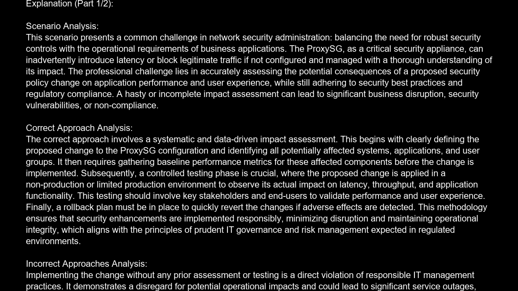Incorrect approaches analysis. Implementing the change without any prior assessment or testing is a direct violation of responsible IT management practices. It demonstrates a disregard for potential operational impacts and could lead to significant service outages, financial losses, and reputational damage. From a regulatory perspective, this approach fails to meet the due diligence requirements for change management and risk mitigation, potentially exposing the organization to penalties if the disruption causes a breach of service-level agreements or compliance mandates.